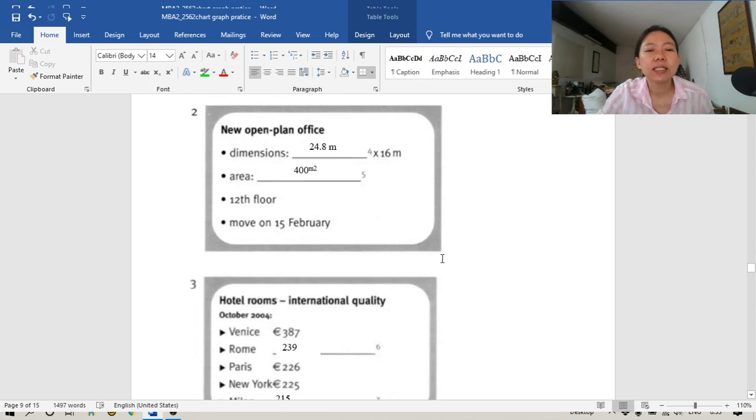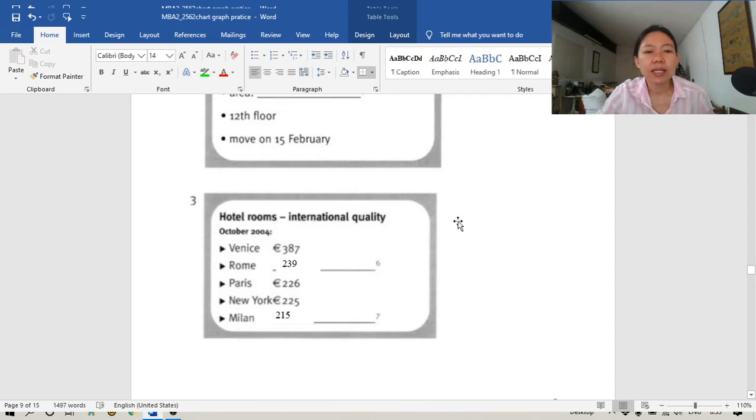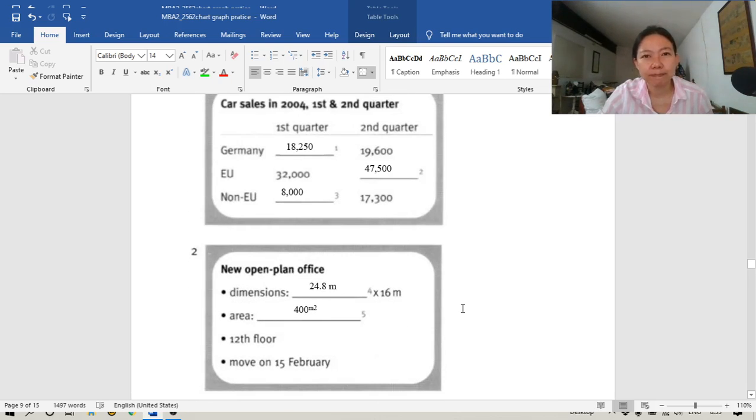Next is the details of the new open plan office. So for the dimensions, it's 24.8 meters. And for the area, it's 400 square meters. Next is the hotel price, room price in Europe. So the missing numbers are for Rome and Milan. So the missing number for Rome is 239 euros per night. And in Milan, it's 215. So here's the missing number.